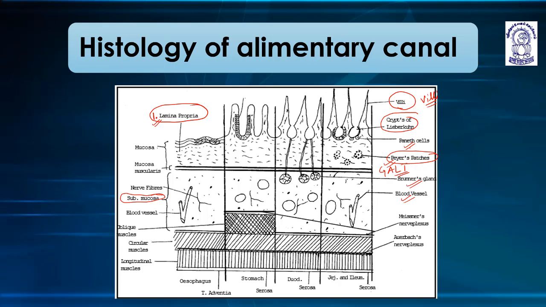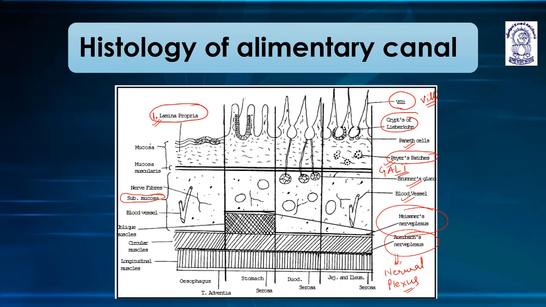Then blood vessels. Paneth cells and crypts of Lieberkühn are present in the mucosal part. Lamina propria is present in the mucosal part. Peyer's patches are gut associated lymphoid tissue. Then we have blood vessels. Then Meissner's plexus and Auerbach's plexus, which are the neural plexuses, the nerve supply of the alimentary canal.